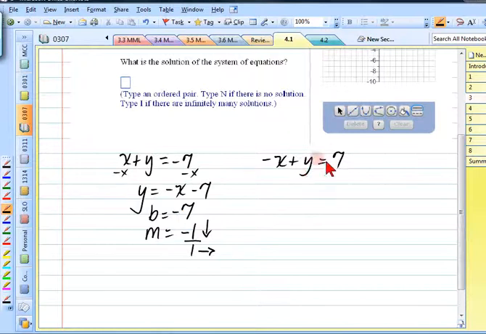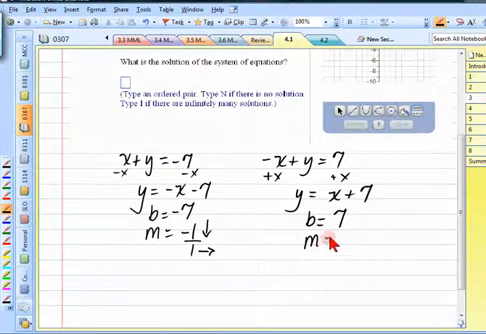Let's take a look at this one. In order to get y by itself, I will add x to both sides, and I get y is equal to x plus 7. Where do I begin? 7 on the y-axis. My slope is what? 1. Put it over 1. That gives you moving instructions of up 1, right 1.